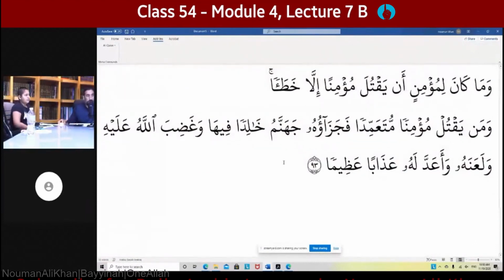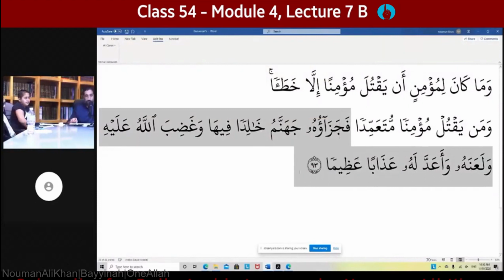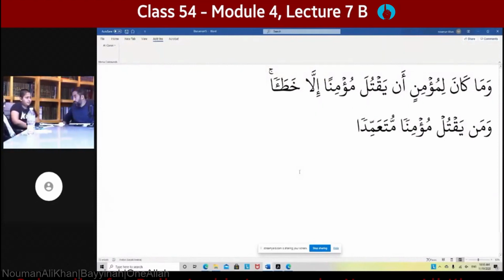Okay, so here we go. And I'm erasing this portion too. So one piece is from 92, and the other is from 93, Surah An-Nisa.